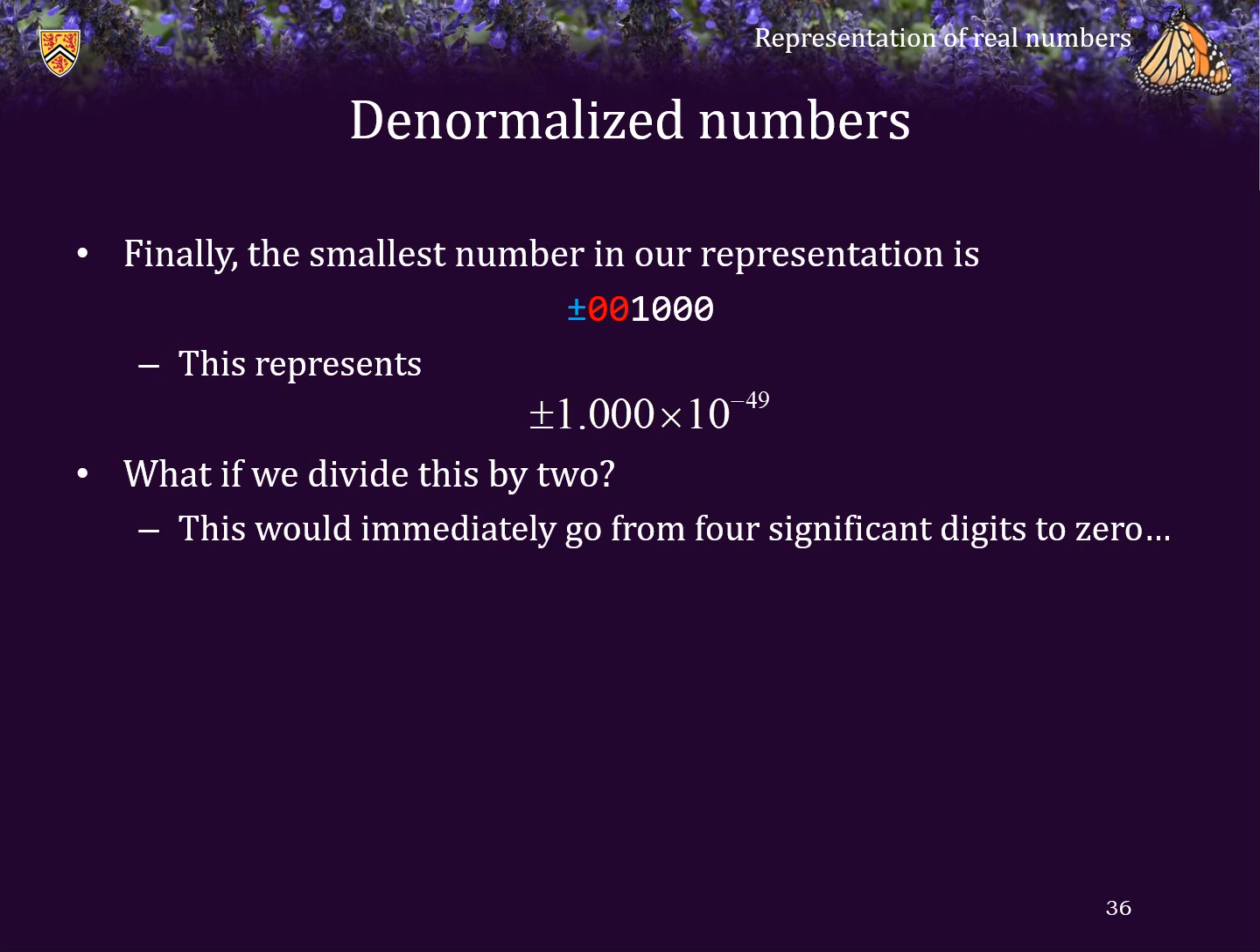Now, this is a problem because here we have 4 significant digits. But if we divided this by 2, it could not be represented as a non-zero value. And so this value divided by 2 ends up being 0. This is a problem. There's another issue, and that other issue is that two numbers may be different, but their difference may end up being 0 if we require that first digit to be non-zero.